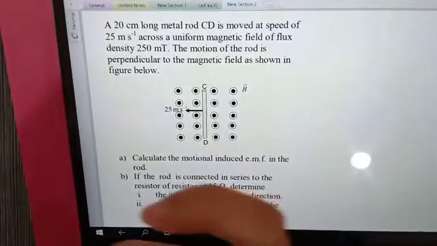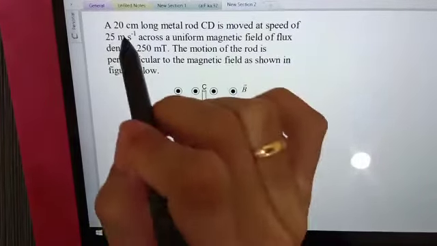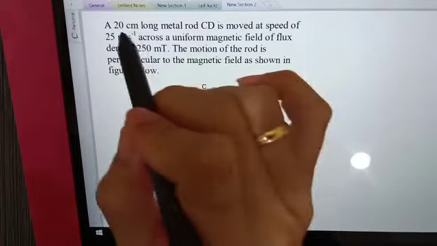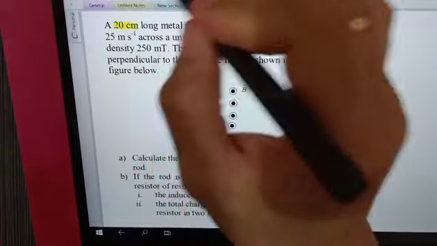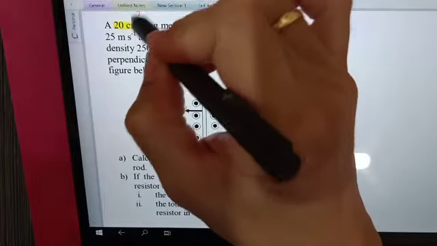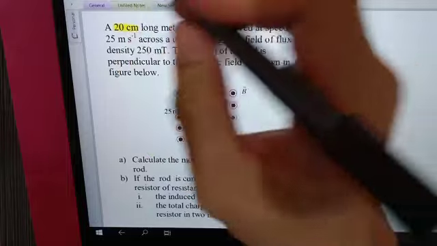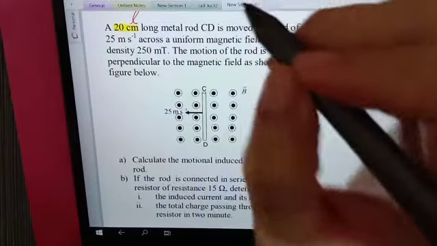Okay, now we have the length. A 20 cm long metal rod CD. So this is the length, L. Sorry. So this is the length.